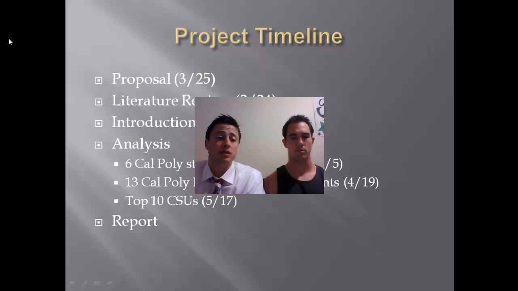Moving from there, we'll broaden the scope with the 13 engineering departments at Cal Poly and rank their efficiencies. Once we get a good scope of that and a good idea of how to use data envelopment analysis, we'll get to our real objective, the top 10 Cal State universities. Again, provide it in a report and present it to the competition.